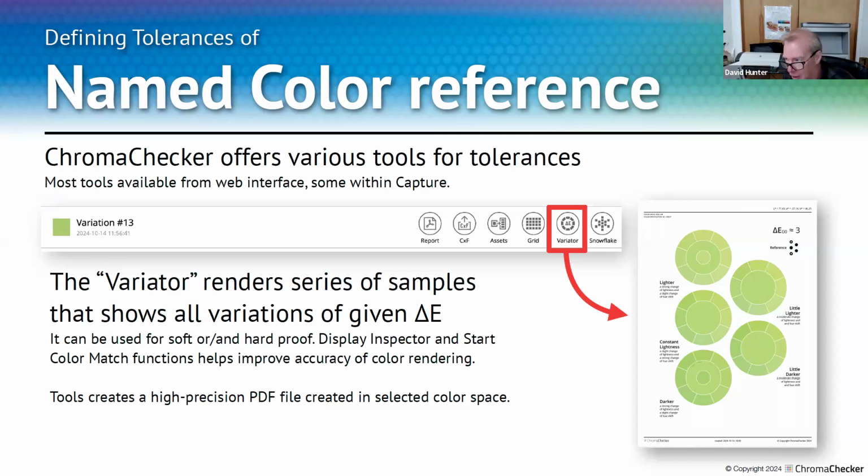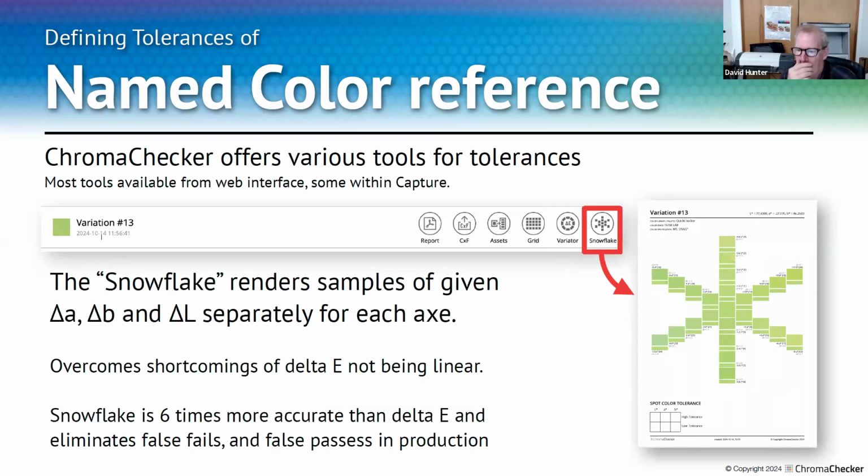And you as a designer, you don't get hit with false fails where something looks like it's okay and it's not, or false passes where something says it's okay, but visually it looks bad. So this is where the snowflake tolerancing comes in. And in this way, it's 6 times more accurate than delta E.